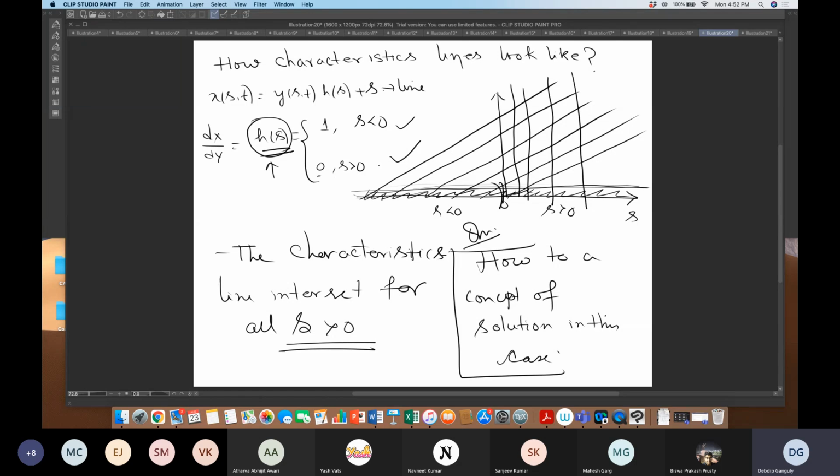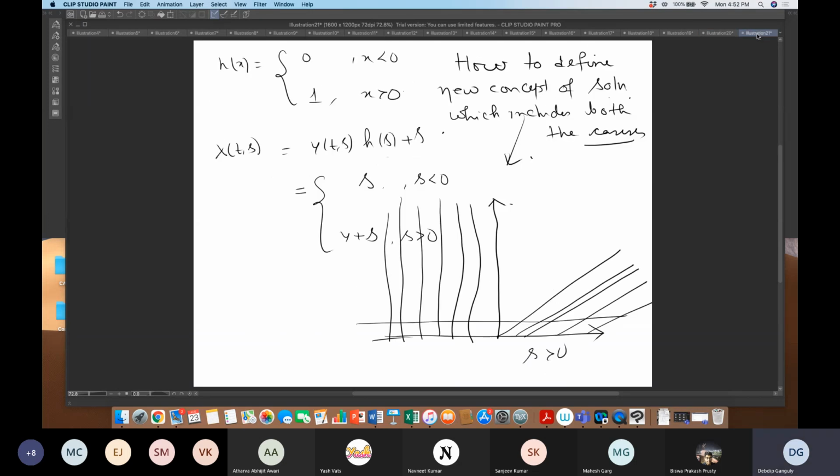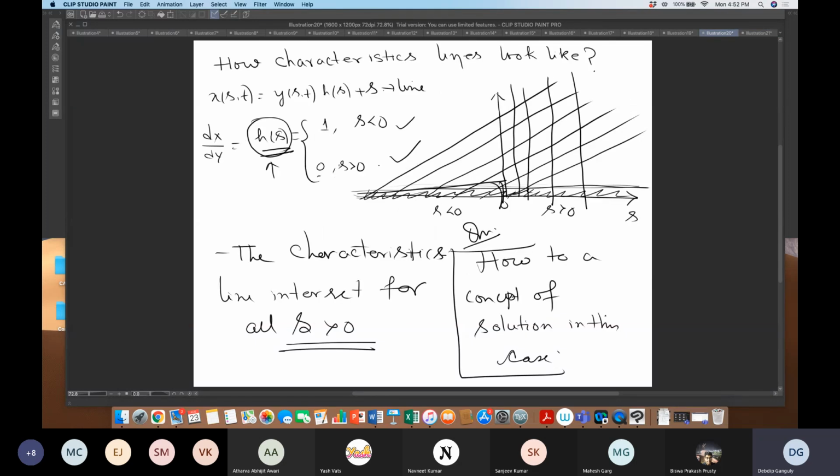Here along this line you have a solution. If S is less than 0, then you have a solution. You understand? Why we don't have a solution in this diagram? The curves are not intersecting. Then you have a solution here. But I want to say that when it is 0, 1, you have a solution, but when it is 1, 0, you don't have a solution. This does not sound good, right? You should have a uniform meaning of a concept of solution, which includes both the cases. You understand?